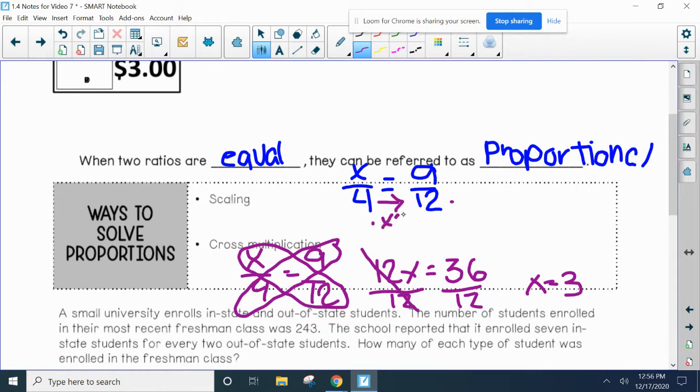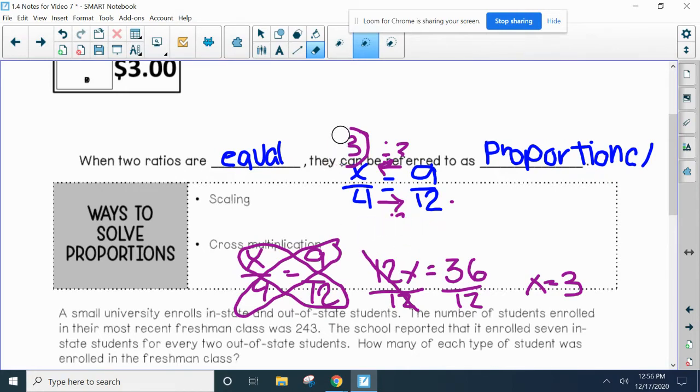3 times 3. Well, so what if I wanted to go backwards? What's my inverse of multiplication? Division. So if I divide by 3, 12 divided by 3 is 4. So going backwards, we can divide. 9 divided by 3 is 3. Did we get the same answer? Yes. So scaling would mean that I want to figure out what that factor is to go to my second one to determine a proportional fraction.